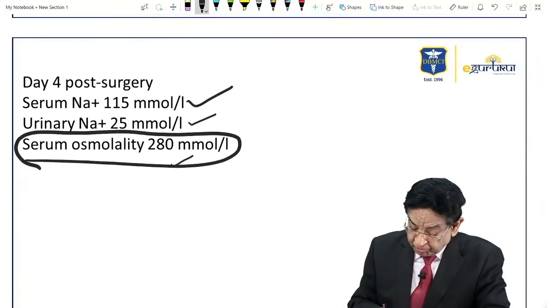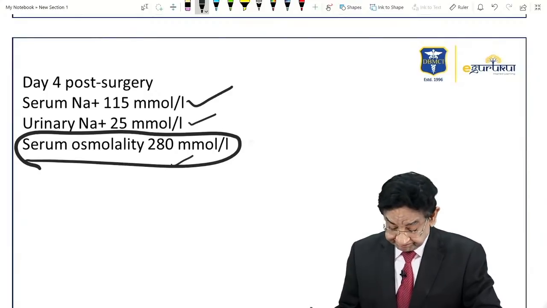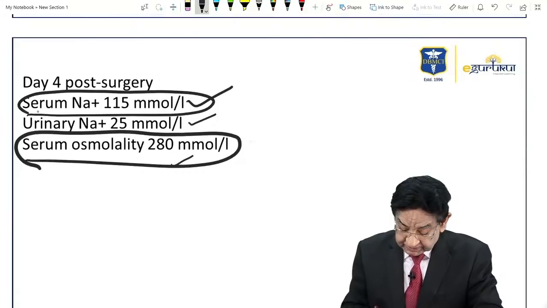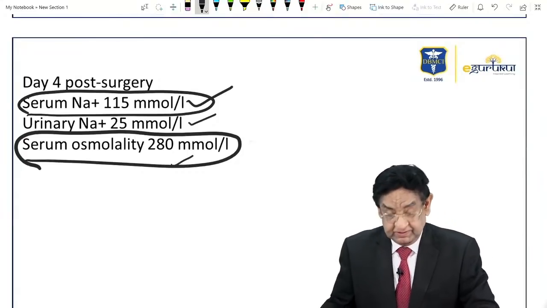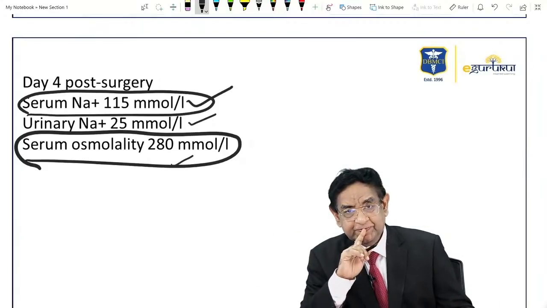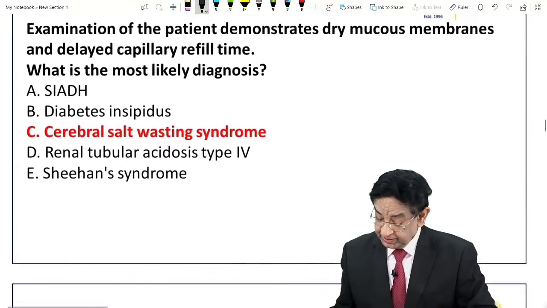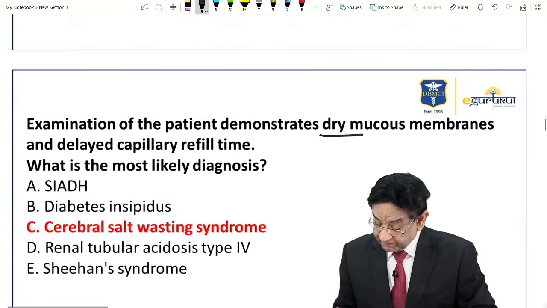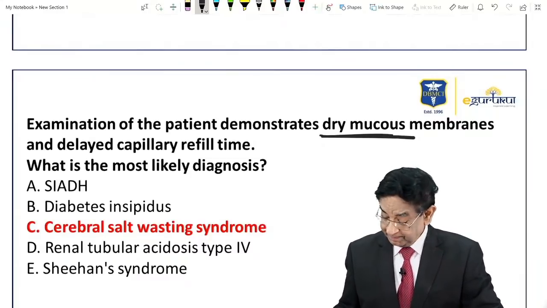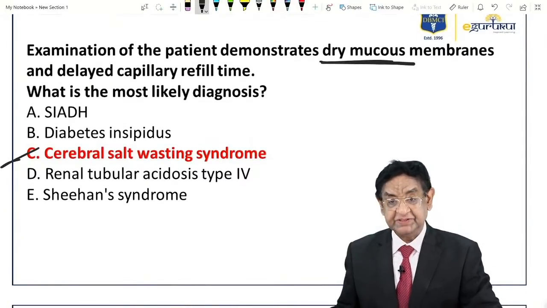Plasma osmolality 280. Yeah. And serum sodium less. One thing is very clear. This is not SIADH. Let's see. Dry tongue, which is again not seen in SIADH. This is cerebral salt wasting syndrome.